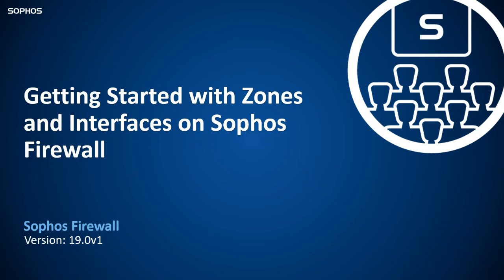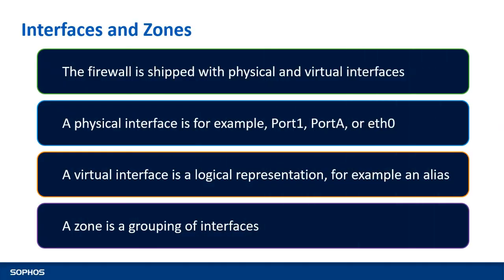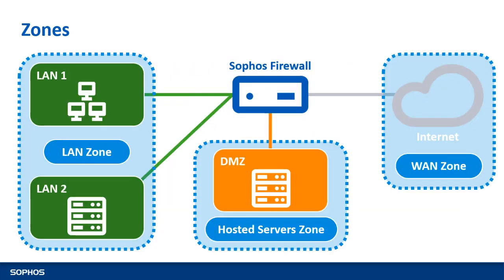About the zones and interfaces, the firewall ships with physical and virtual interfaces. A physical interface is, for example, port 1, port 8, or Ethernet 0. A virtual interface is a logical representation of an interface, such as an alias that allows you to bind multiple IP addresses to a single physical interface. A zone is a grouping of interfaces when used with firewall rules. Zones provide a convenient method for managing security and traffic for a group of interfaces.